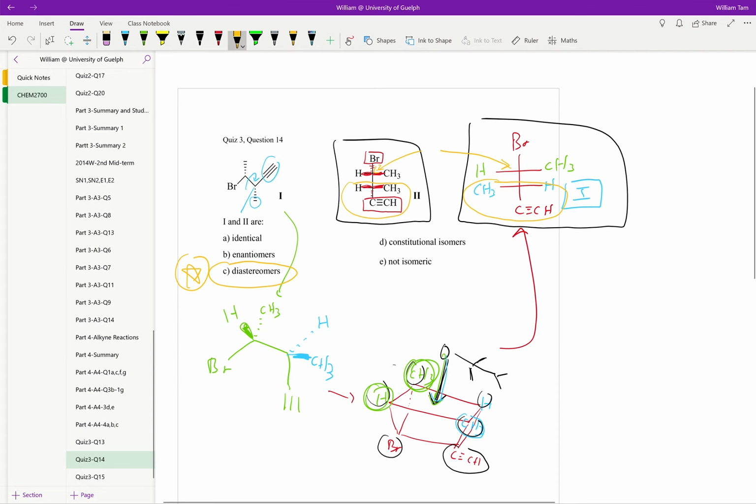So the key point is you first need to change 1 to the Fisher projection. But before you do that, you need to rotate this bond first to make these 2 groups on the same side, because that's what you have in 2. By doing that, you can make the Fisher projection of 1. Then you will see that 1 and 2 are in fact diastereomers, because one chiral carbon is the same, and the other chiral carbon is a mirror image. So one mirror, one the same, and therefore they are diastereomers.